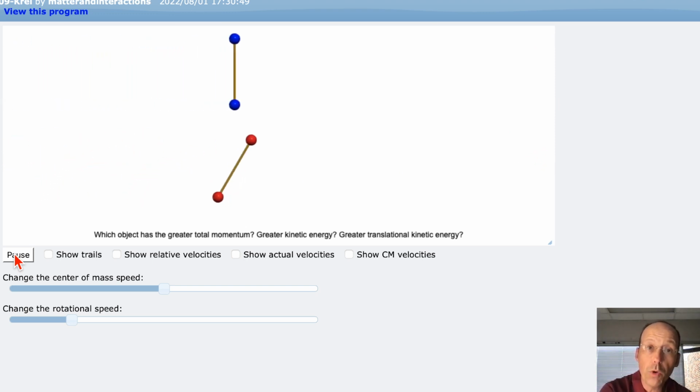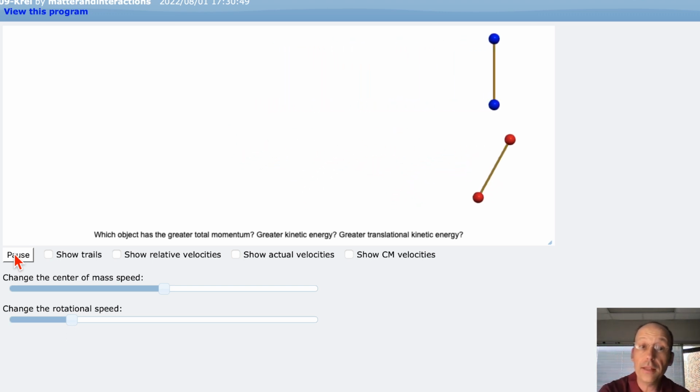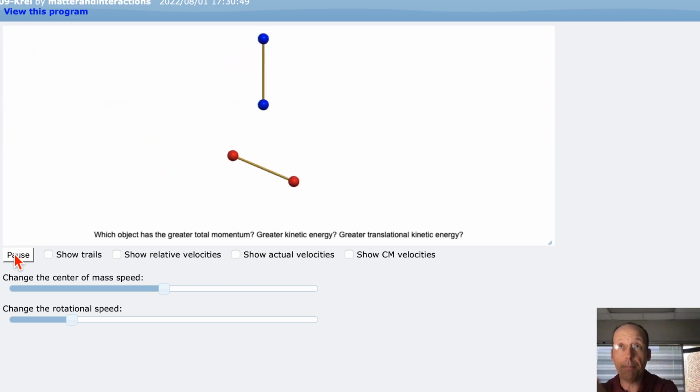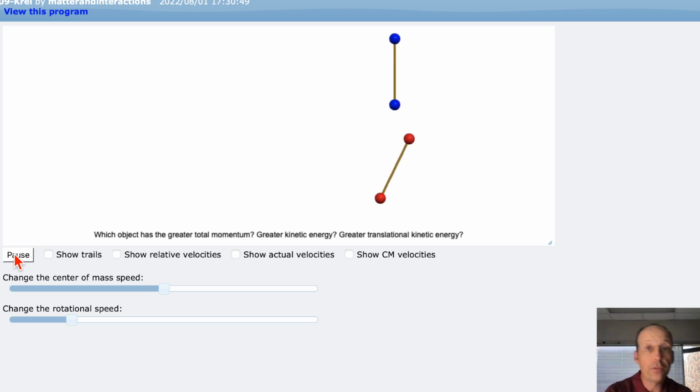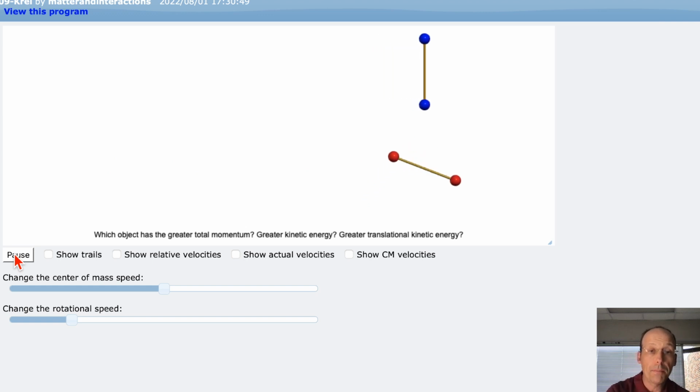So the question is, which one has a greater momentum? And the answer is that if we think about the motion of the center of mass, both of them have the same motion of the center of mass. Both of these systems have the same magnitude of momentum. Even though the red one's rotating, the total momentum is the same because they have the same center of mass motion. Now, what about the energy?